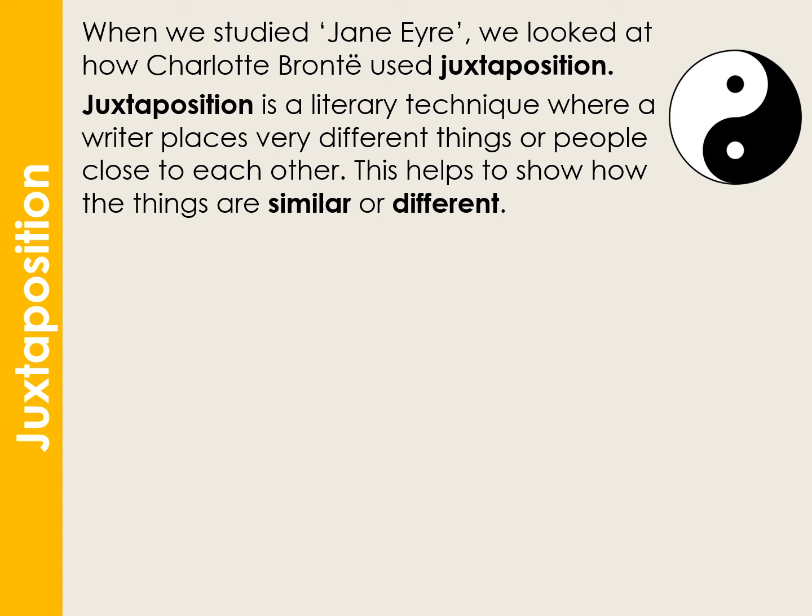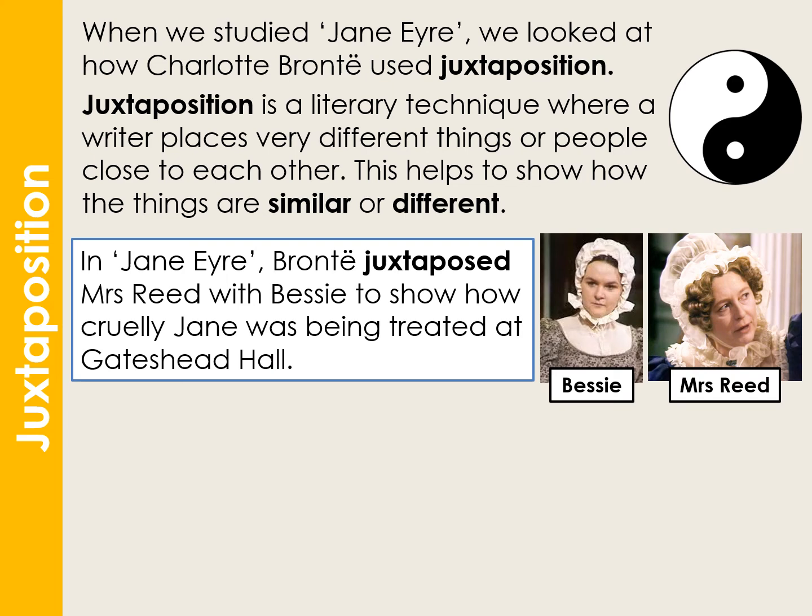When we studied Jane Eyre, we looked at how Charlotte Bronte used juxtaposition. Hopefully we know already that juxtaposition is a literary technique where a writer places very different things or people close to each other. This helps to show how the things are similar or different. We've got this yin and yang circle at the top, which is a really good example because when we put black and white next to each other, they make each other stand out, don't they? That's a really good example of juxtaposition.